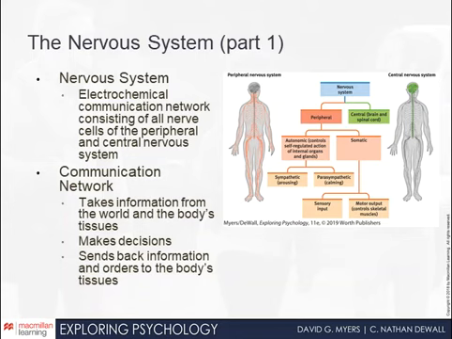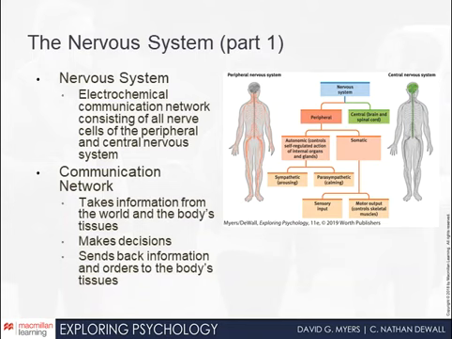Then we have the peripheral nervous system outside of the central nervous system. Okay, so this communication network takes information from the world and the body's tissue, makes decisions, and sends back information and orders to the body.